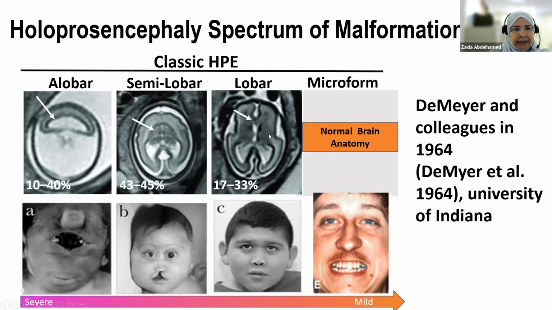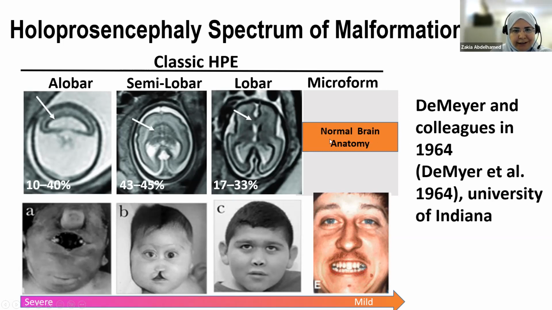And here is the lobar holoprosencephaly. The second in severity to the semilobar is the lobar. The separation of the posterior occurs normally, and also the separation of the frontal cortex occurs normally, apart from the ventral side, where you see fusion of the gray matter at the frontal end. And the two lateral ventricles separate to some extent. And the last one is the normal brain anatomy.